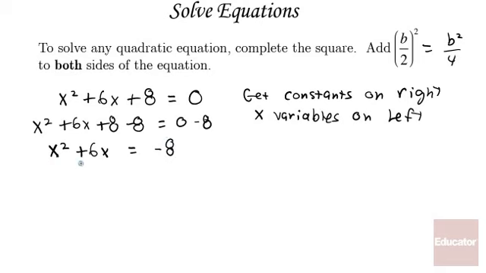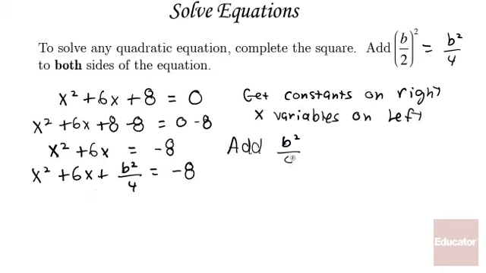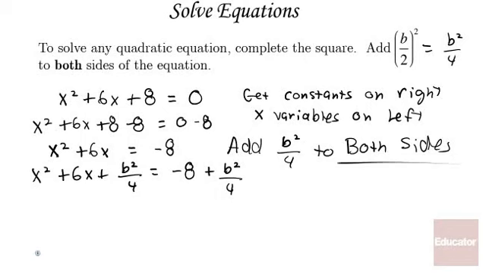Now, I want to complete the square. And I know that to complete the square, I'm going to need x squared plus 6x, but I need a constant term. And the constant term is going to be b squared over 4. Now, I have to add b squared over 4 to both sides. This is a step that sometimes gets forgotten, and then you get an incorrect answer. Okay, so this is going to give me x squared plus 6x plus, well, b is 6. Now I have to add that over here as well.